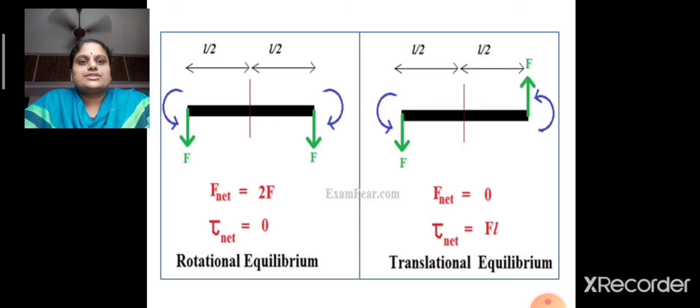In the previous session, we discussed that for an object to be in rotational equilibrium, F net is not equal to 0 but tau net is equal to 0. And for an object in translational equilibrium, F net is equal to 0 but tau net is not equal to 0. So the second case will help the object to rotate.